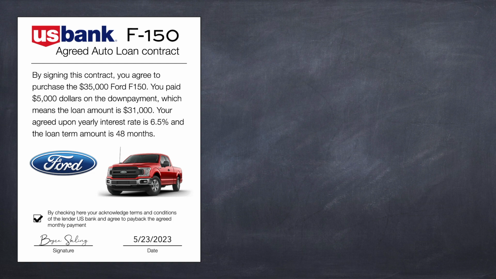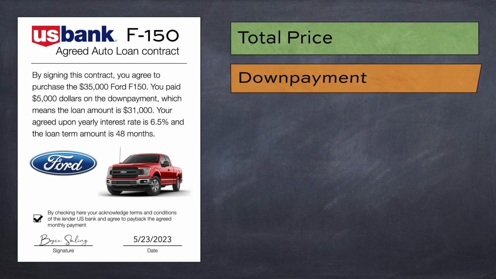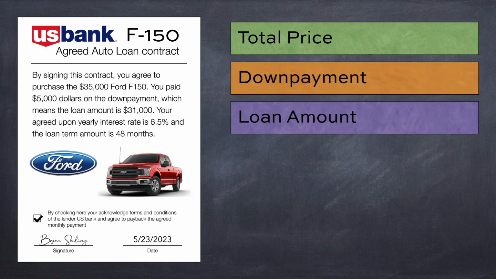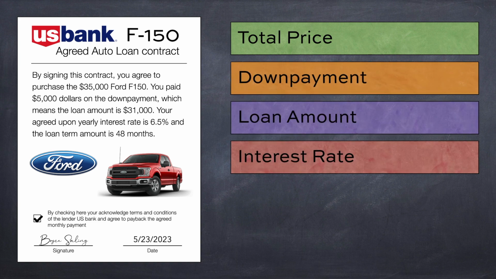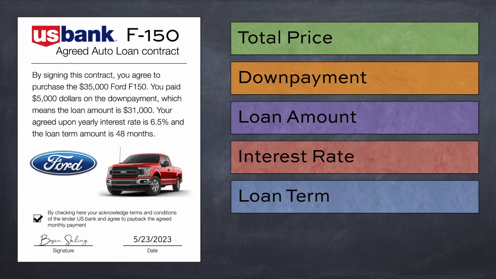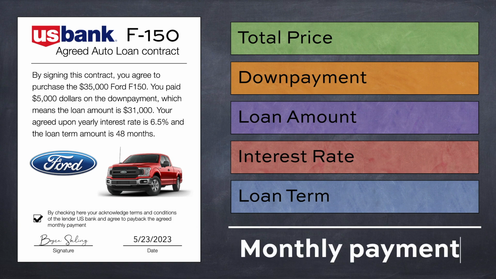So to calculate how much you'll pay per month, there's 5 things you need to pay attention to. The first is the total price of the car. Then there's the down payment, the loan amount, the interest rate, and the loan term, which is the number of months that the loan is. And once you figure all that out, then you can figure out what your monthly payment is. So let's take a look at this contract right here, and we're going to use all this and figure out what the monthly payment for this would be.